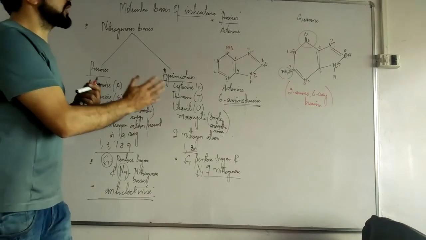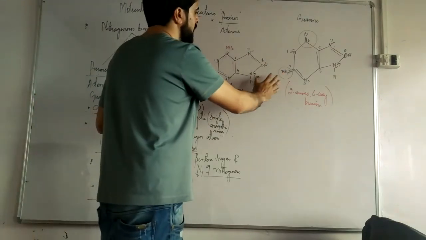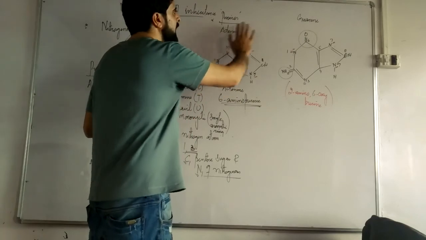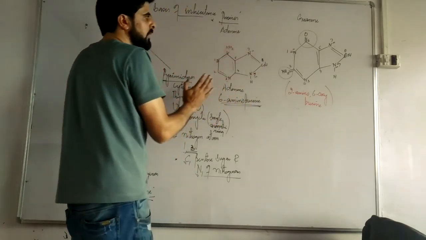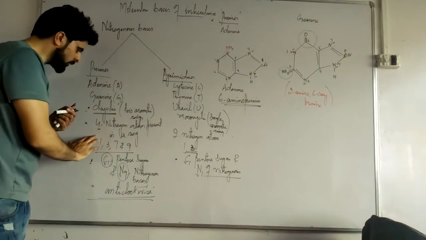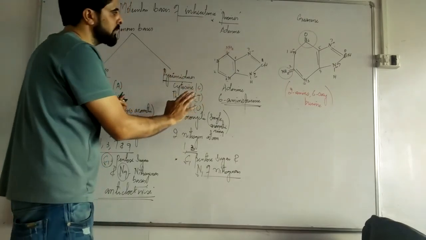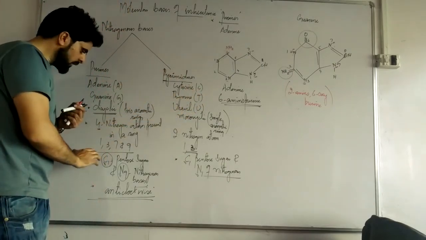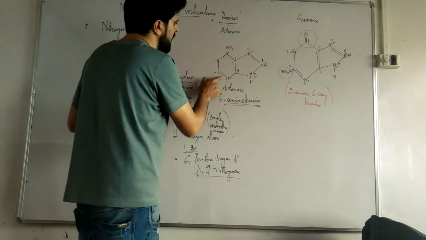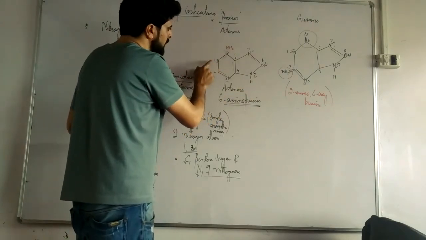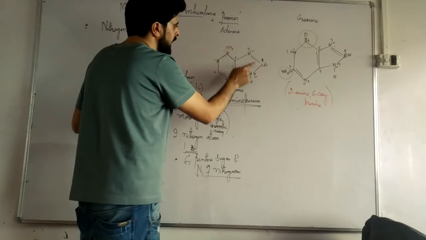So this is the structure of the purines, like we have adenine and guanine. Both of the structures are dicyclic. They contain 4 nitrogen atoms in a ring, and they are located at positions 1, 3, 7, and 9.